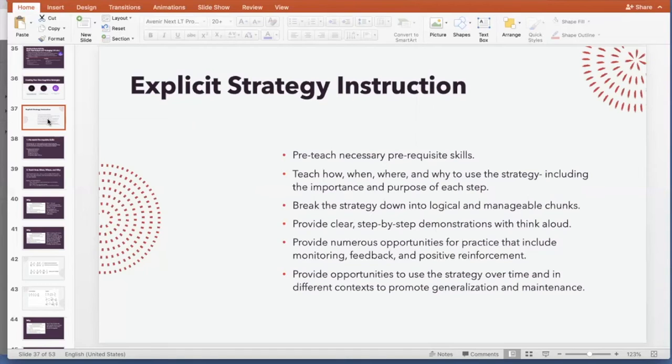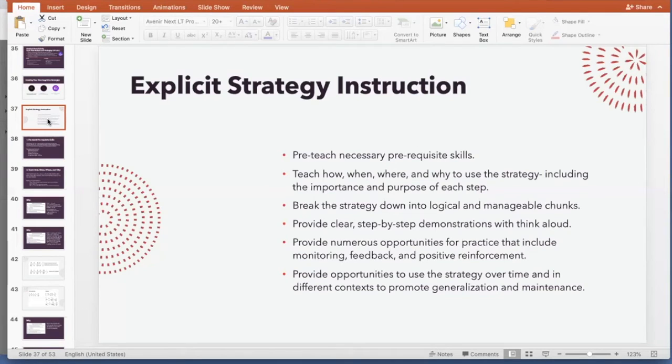Provide clear demonstrations with Think Aloud. The Think Aloud is especially important when we're talking about building those metacognitive skills as part of strategy use. Give students lots of opportunities for practice. Students need a lot of practice, much more than we typically give, to be able to learn to use strategies. We want to monitor, provide feedback, give lots of positive reinforcement.